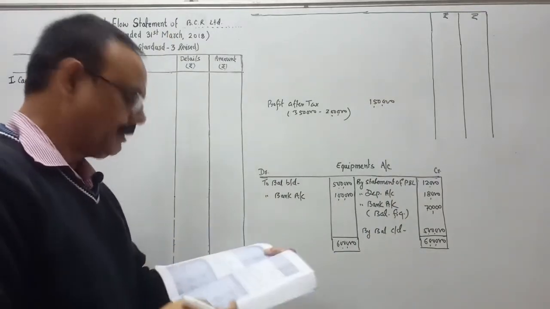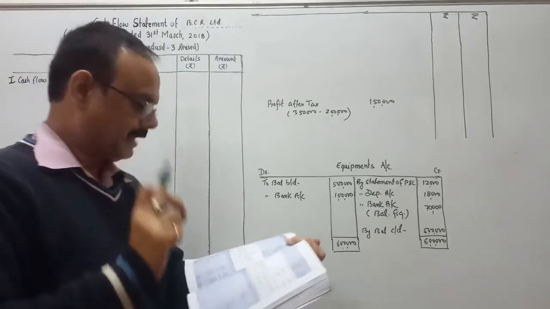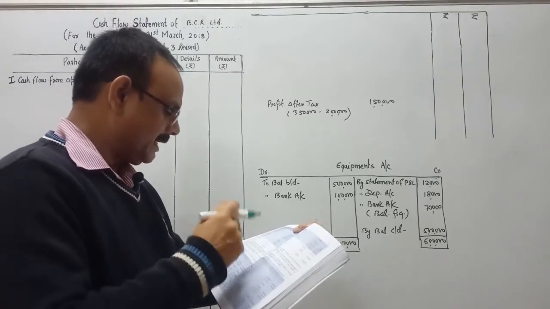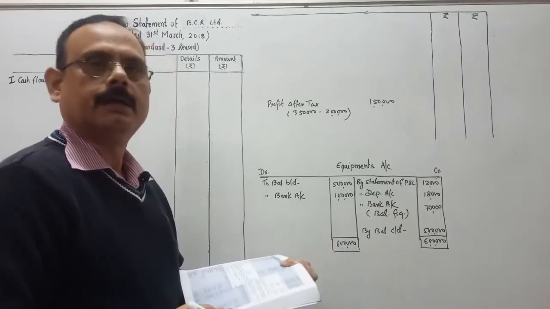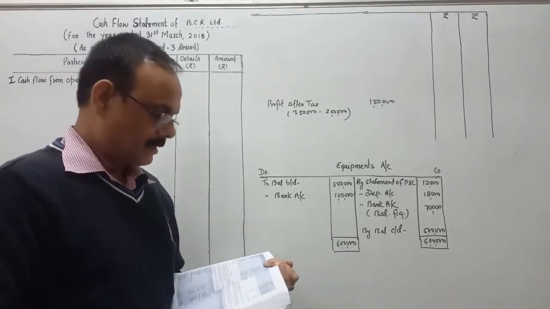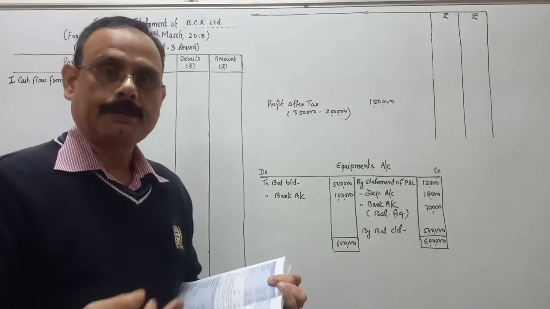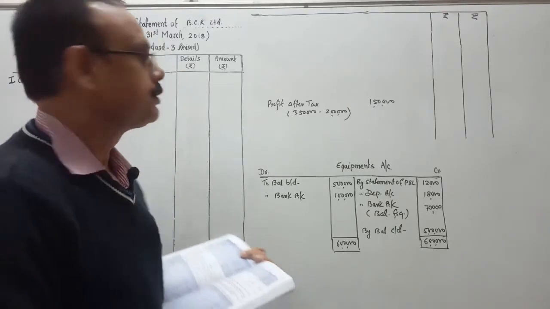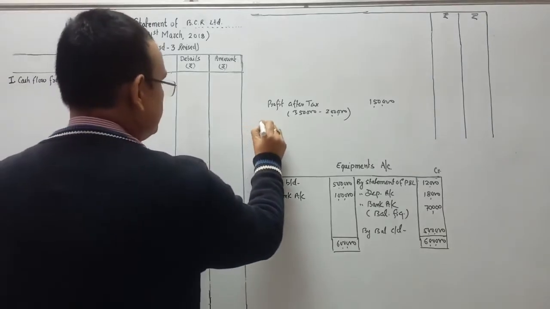So we'll take the difference of reserve and surplus. Then what we'll do, is there any other thing which is transferred, which is related to PL appropriations? So one is your proposed dividend. So we will add the proposed dividend on it.